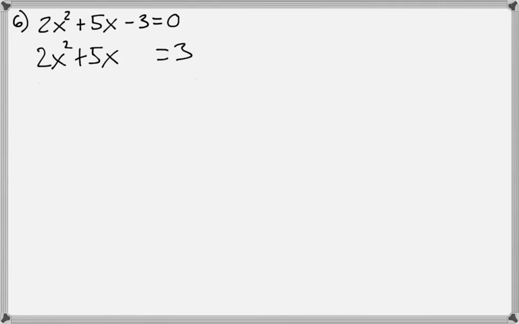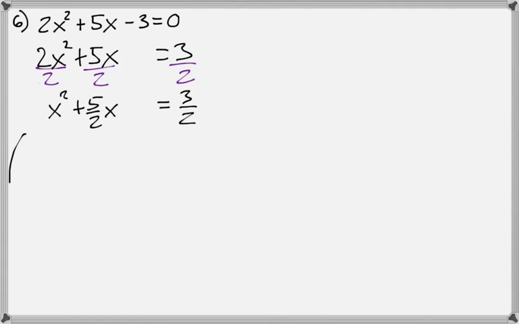My next step is that I don't want any coefficient in front of the x squared. So I want to divide everything by 2 to get rid of that 2 in front of that x squared. And that's going to be x squared plus 5 over 2x is equal to 3 over 2.